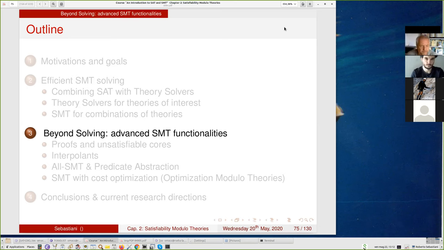Okay, so today in this last class, we're going to describe extra functionalities. So not only SMT solving, but also functionalities like extraction of proofs, of unsat cores, of interpolants. Plus, I will hint something about All-SMT and predicate abstraction and SMT with cost optimization, what's also called optimization modulo theories. And then I will just conclude.